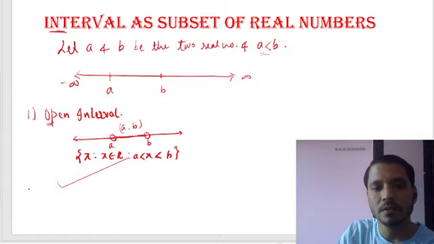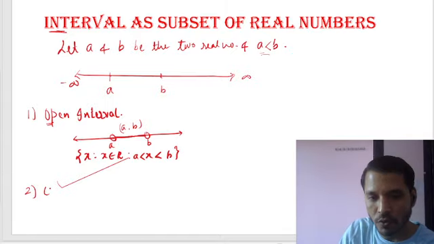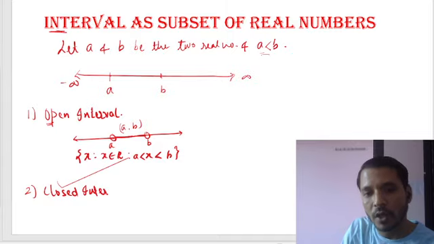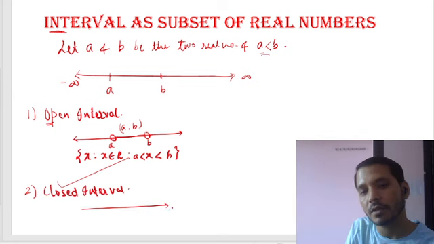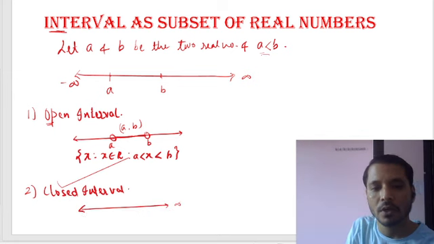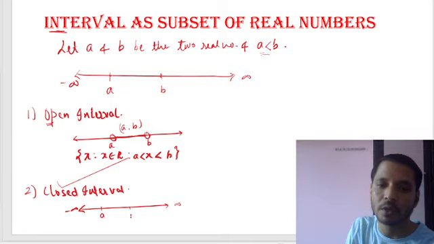Now, the second one is the closed interval. What will the closed interval be? In the same way we can define the closed interval. Here, the ending points will also be included in that subset. If we have a number line where this is positive infinity and this is negative infinity, let us suppose this is point A and this is point B.